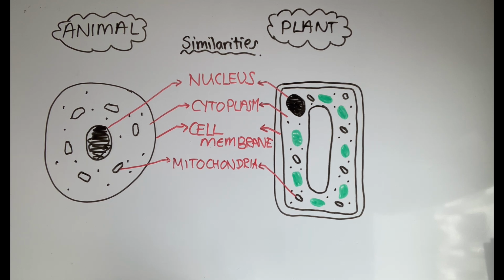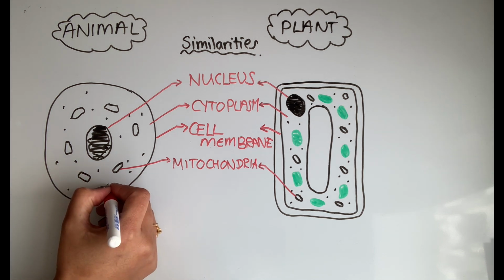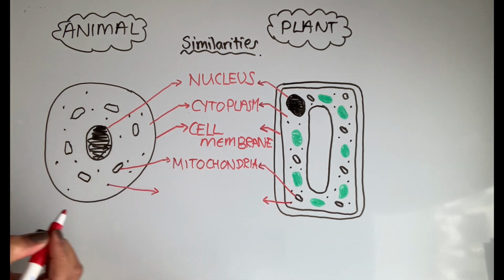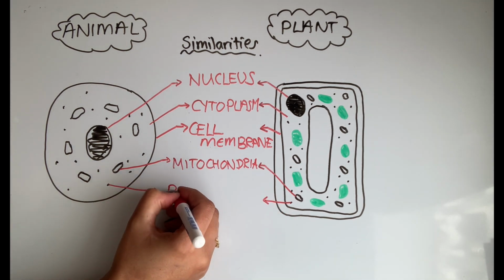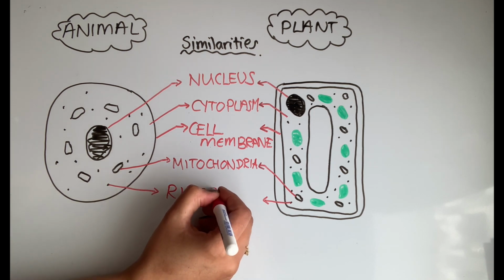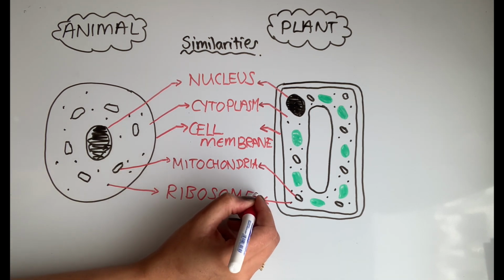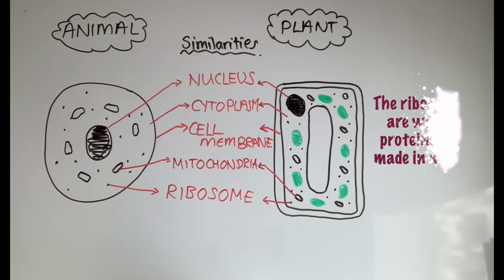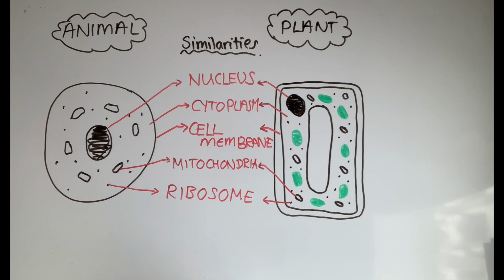And then the last incredibly important part that both of these cells have is called the ribosome. The ribosomes are where the different amino acids will go and proteins will be produced. And proteins, again, are extremely important for the growth and repair of animals and plants. So that's something that needs to happen in both of those cells. Okay, so we've looked at the things that are the same.